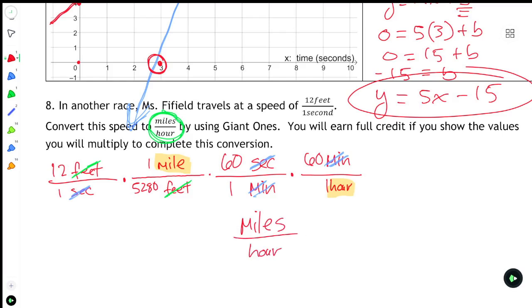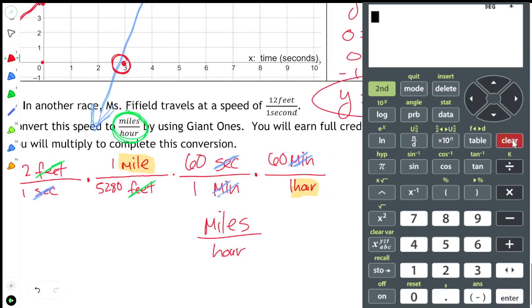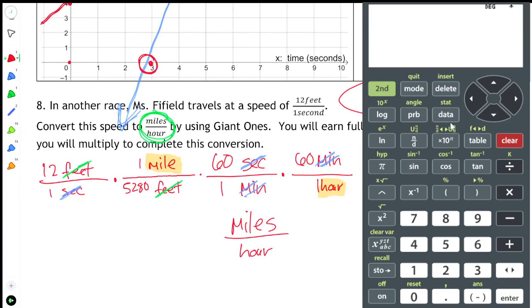But let's figure out what that number is. So I'll just grab my calculator real quick. Clear this. And probably the safest way to do this is just treat it as a fraction. So in my numerator, I've got 12 times 60 times another 60. I didn't need to put the 1 there because multiplying by this 1 mile is not going to change anything. But I've got 12 times 60 times 60. And in my denominator, I've got 1 times 5280 times 1 times 1. So the only thing that needs to be in the denominator is 5,280. And I get an answer of 90 over 11.